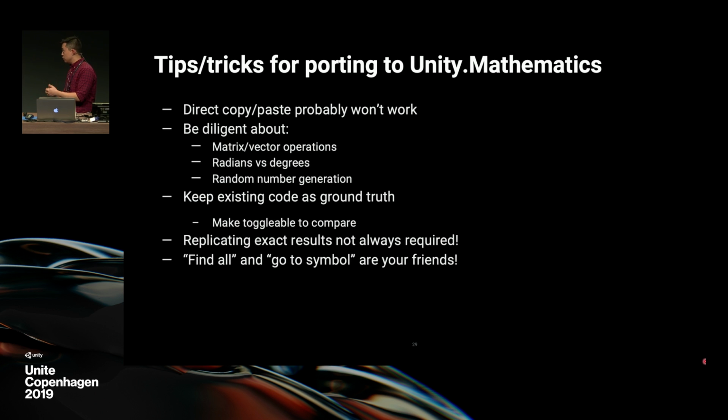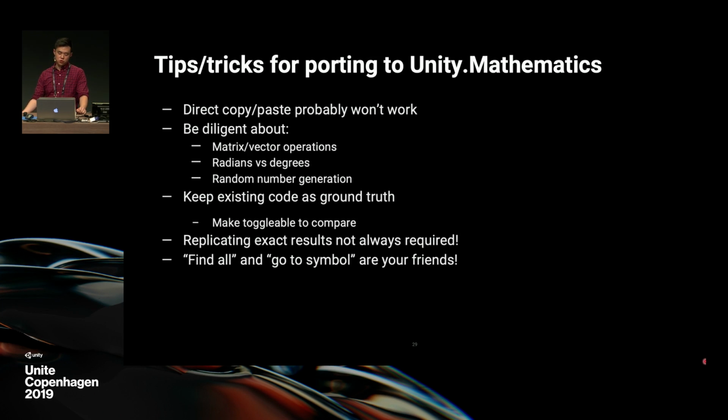So hopefully that was a good taste of the things that you might run into when you first use Unity Mathematics. If you're going to port code over, it should be pretty obvious that a direct copy and paste probably won't work. If you have very small sections of code, that might work, but you're going to have to change type names, obviously, but the biggest things that you should look out for are matrix vector operations, radians versus degrees, and random number generation. These things are all actually very different, so you do have to pay attention.